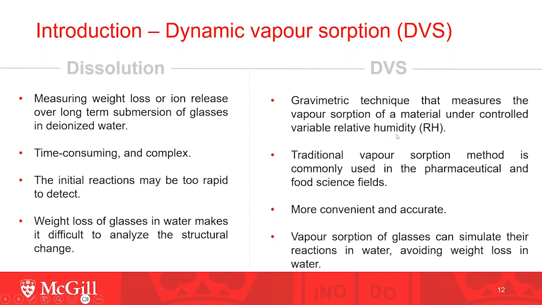DVS is dynamic vapor sorption. That is a technique that can measure the vapor sorption of a material under controlled relative humidity. The traditional vapor sorption method is commonly used in the pharmaceutical and food science fields. We believe dynamic vapor sorption can be used to simulate the glass reaction in water, avoiding the weight loss.